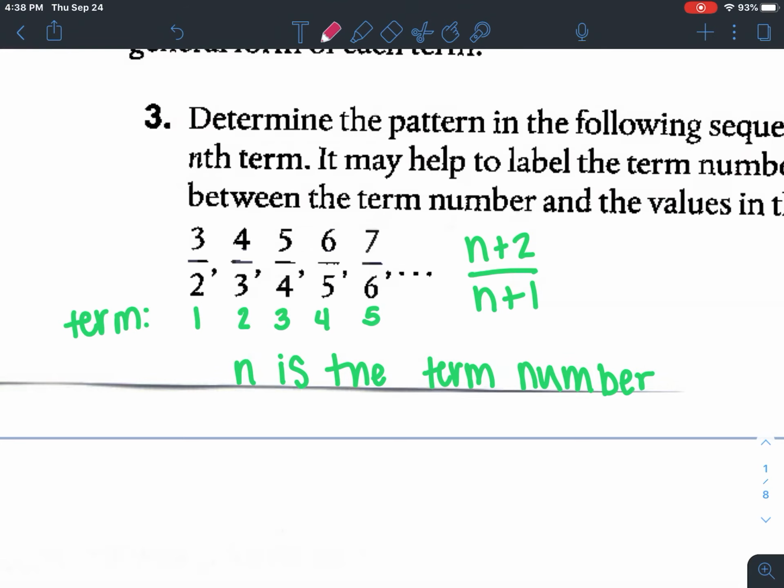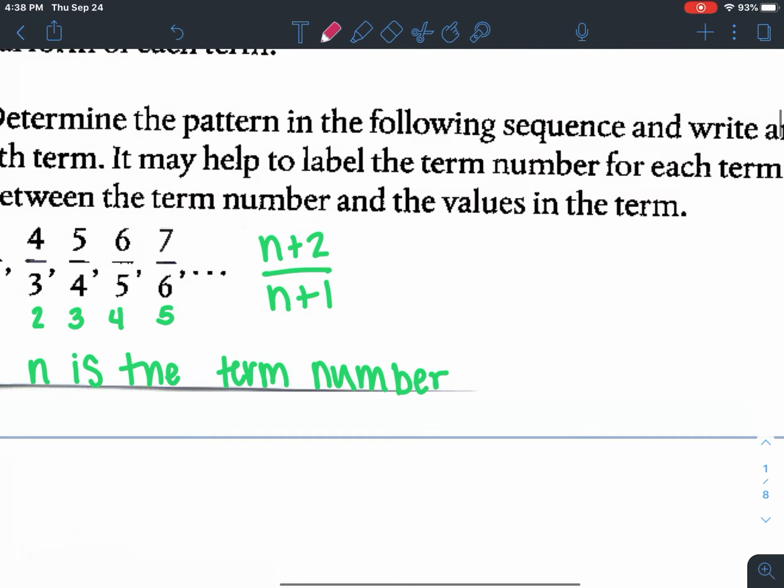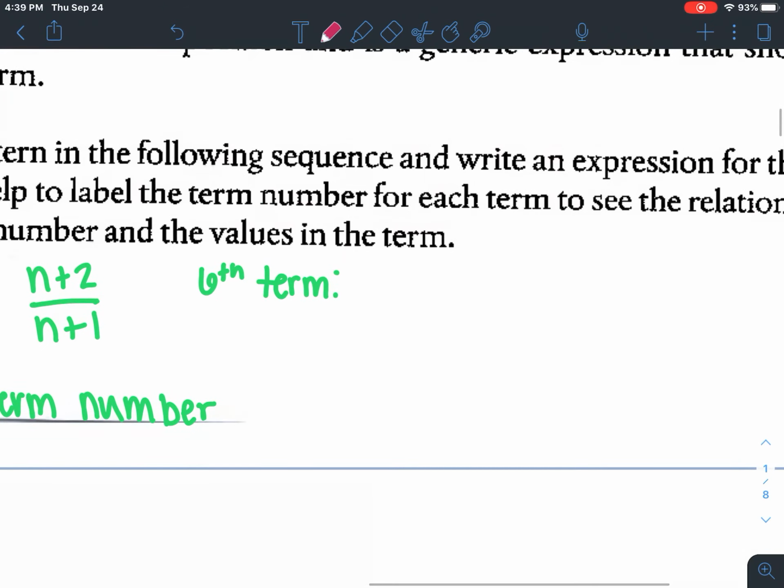So if we wanted to find the next term, did it ask us to do that? Probably not, but let's just do it. Let's find the 6th term. So for the 6th term, we're going to plug in 6 for n. So 6 plus 2 over 6 plus 1 gives us 8 over 7. Isn't that so much fun? Oh, what a thrilling day we're having.